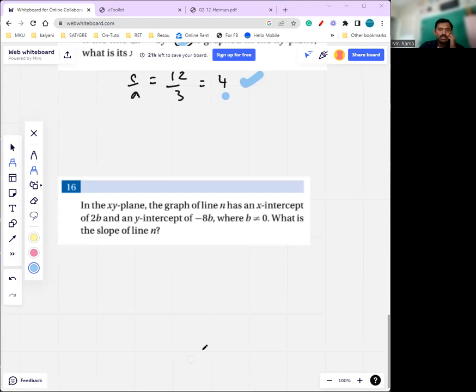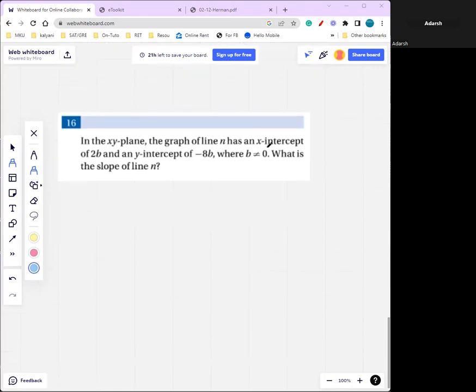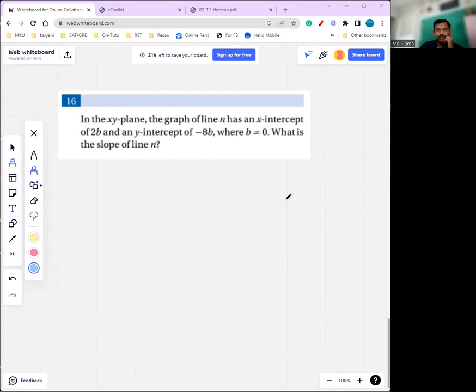All right. Next one. Can you please read this question for us? Yeah. In the xy-plane, the graph of line n has an x-intercept of 2b and a y-intercept of minus 8b, where b cannot equal 0. What is the slope of line n? They give you the x-intercept and they give you the y-intercept. And what could be the slope? Give it a try and see what you guys think.